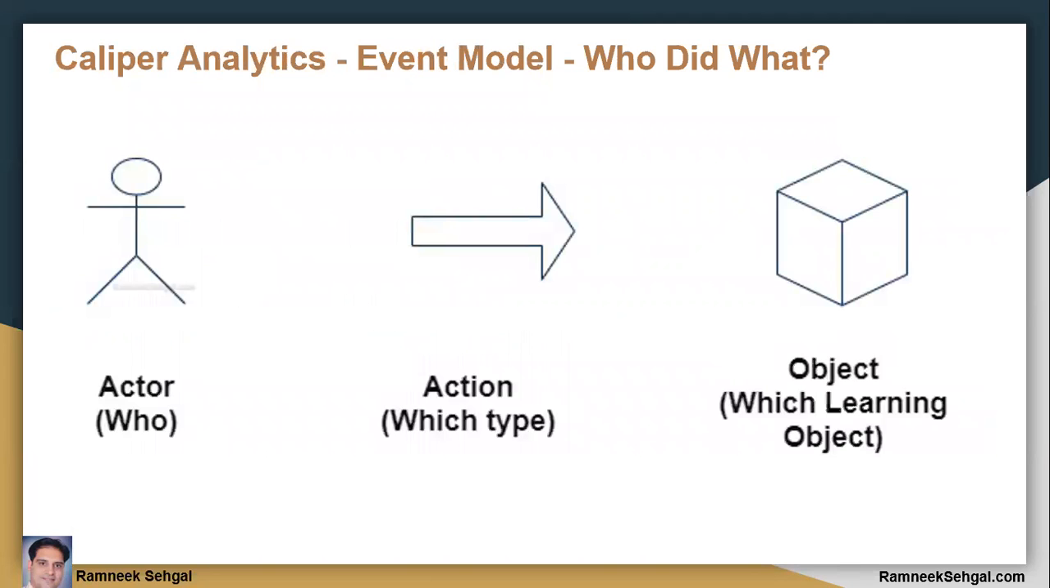So let's first understand the event model. Basically, Caliper Analytics is tracking every message based on an action, and each action is wrapped in an event. An event has three key parts: actor, action, and object. Actor means who, action means what, and object means where. So the actor could be a student or instructor, the action could be assignment completed, and the object could be the particular assignment.